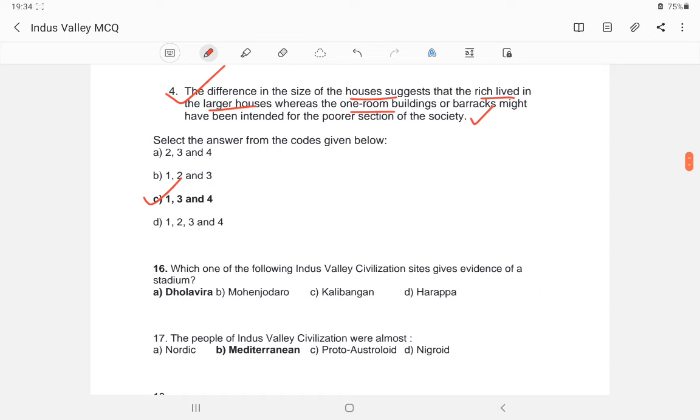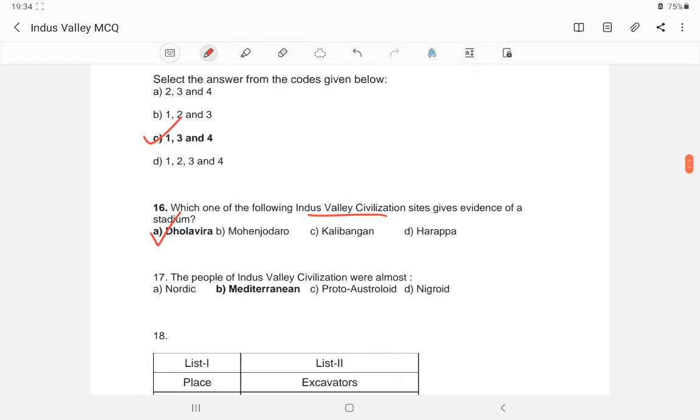Next, which of the following Indus Valley civilization sites gives evidence of a stadium? It is Dholavira. The people of the Indus Valley civilization were almost Mediterranean.